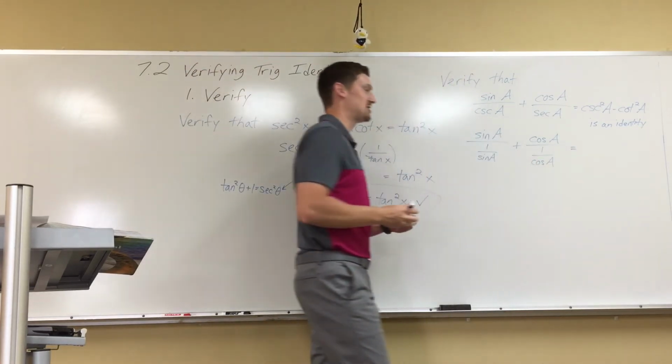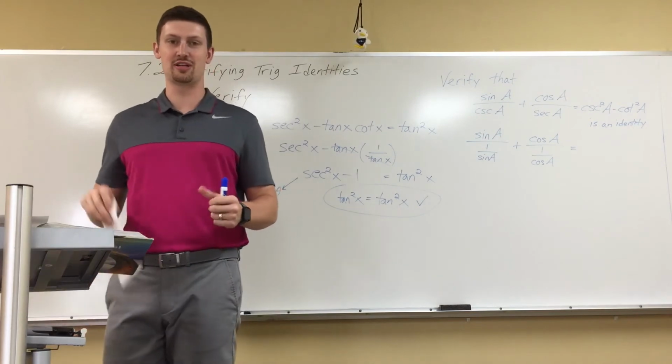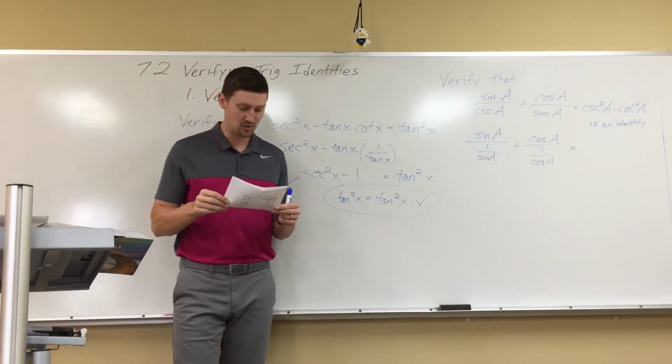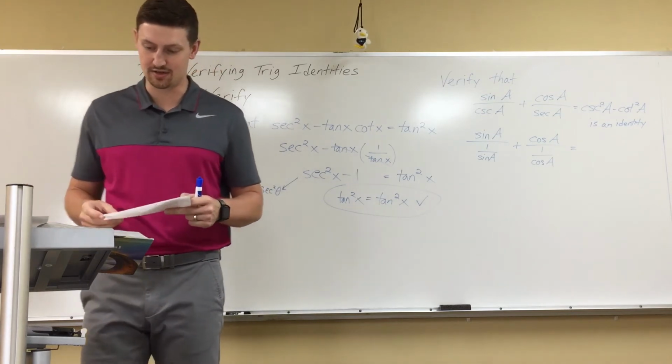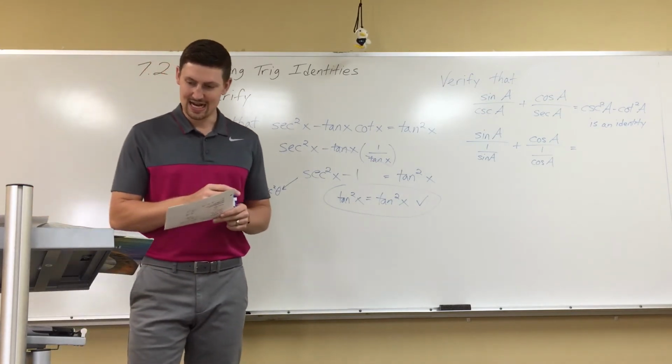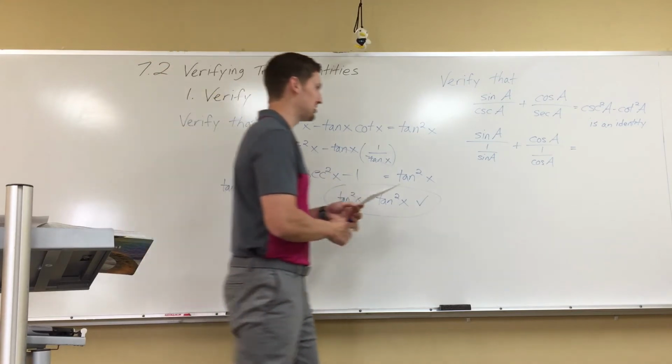So cosecant squared A. Again, if our formula sheet comes in handy, look on it. Where is cosecant squared of A or of theta or of x? Again, it doesn't necessarily matter. The only one I'm seeing there is 1 plus cotangent squared.